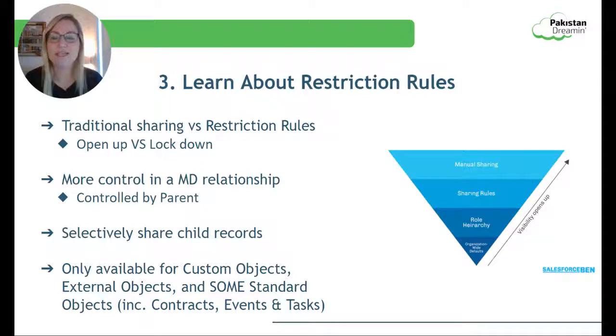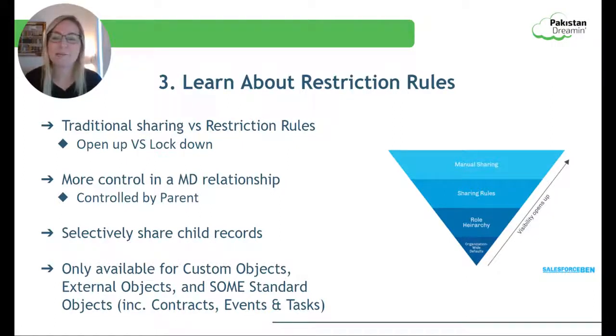And the reason for this is restriction rules lock down records, whereas the traditional security model opens up access. So if you take a look at the shape on the page, you can see that we are opening up access. So we start with our most restrictive use case in our org-wide defaults, and we open it up through the role hierarchy, through sharing rules, and through manual sharing. Well, a restriction rule acts in the opposite way.